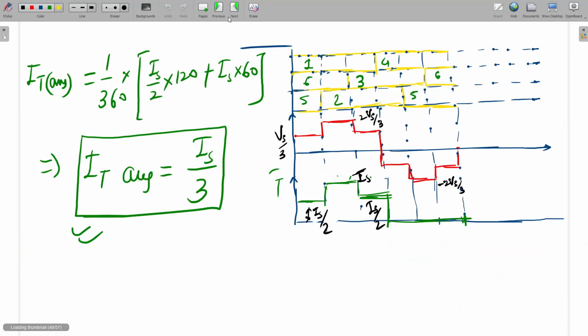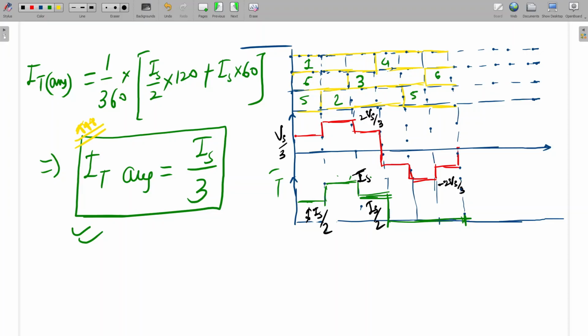Coming to the average value, what will be the average value? The average value will be 1 by T into area. So Is by 2 into 60 plus 60, 120, plus Is into 60. So how much will it be? 60 plus 60 is 120, so it will be Is by 3. Is it clear?